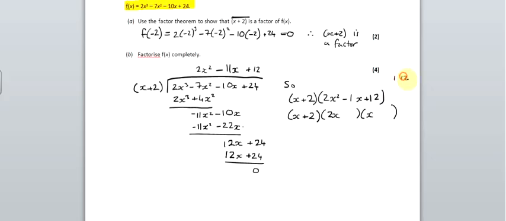We've got 1 and 12, 2 and 6, and 3 and 4. I'm going to take this into account, so 2 times 4 is 8, 9, 10, 11. That's supposed to be 11 there, isn't it? So it's x minus 4 and 2x minus 3. That's our solution. And obviously in the exam you would multiply it out and check that you'd got it right.